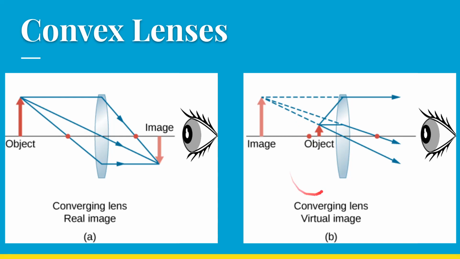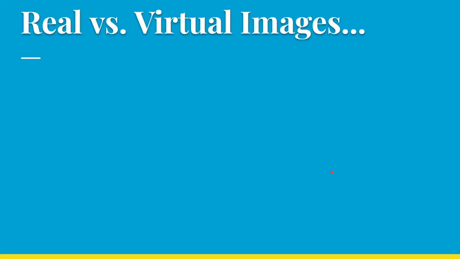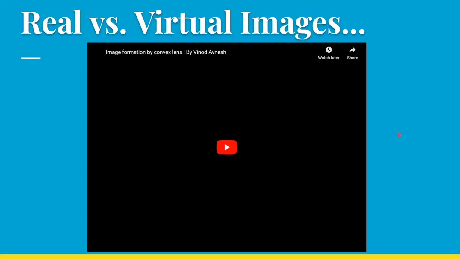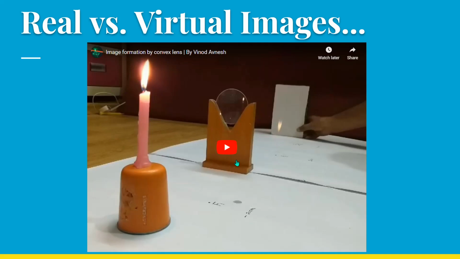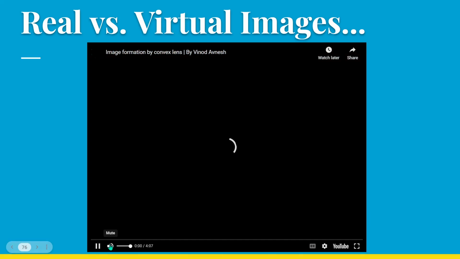Okay, so again, I told you there are 5 different ray diagrams. This is going to show you, in case you weren't sure what a real versus virtual image looks like, real images. Obviously we saw it with a mirror a second ago, but you can get real images with the lens as well. I'm not going to watch this whole video. I'm just going to show you a little bit of it so you can see that a lens can produce a real image as well.